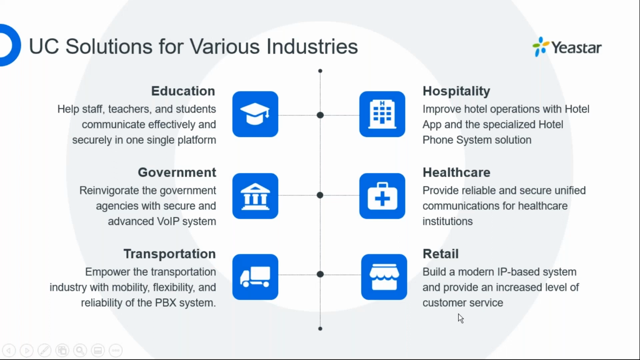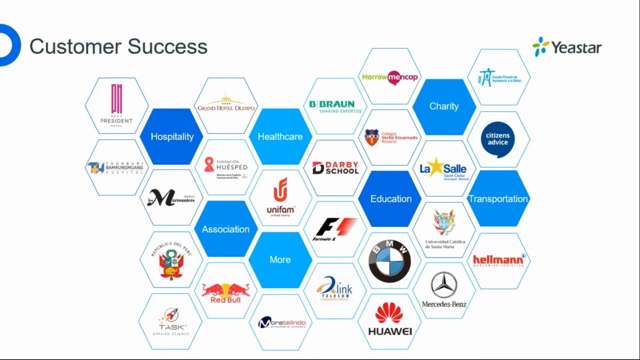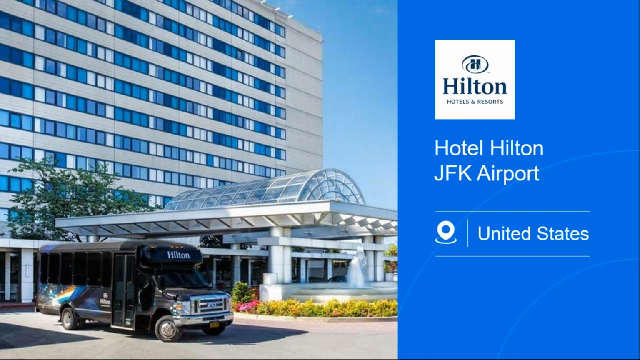Okay. And to be very honest, guys, we also have lots of successful cases globally. Today I want to share with you just a few cases based in the States. Let's have a look. Number one, currently we have a successful case, Hotel Hilton, JFK, New York City. They're currently using our system. But this one is not based on the P-Series system. This one, I guess, is based on the S-Series system.